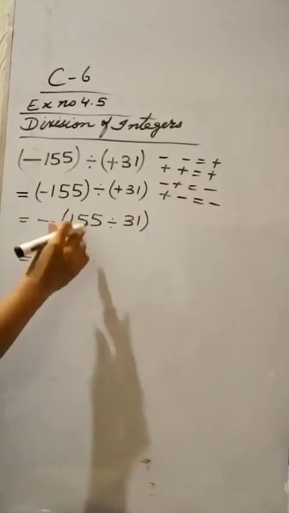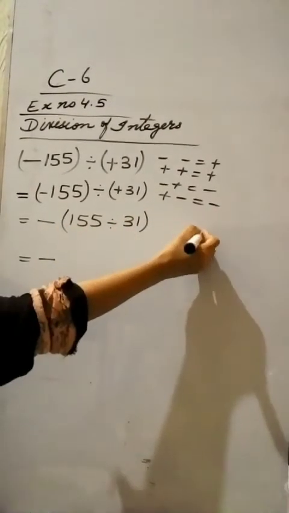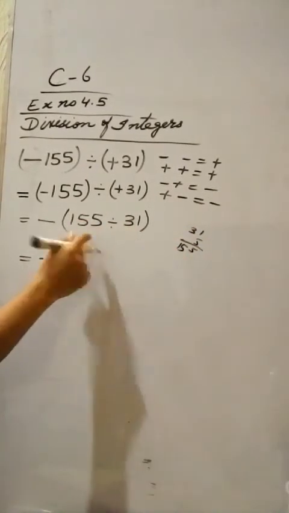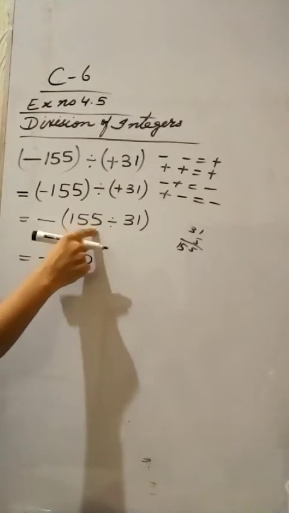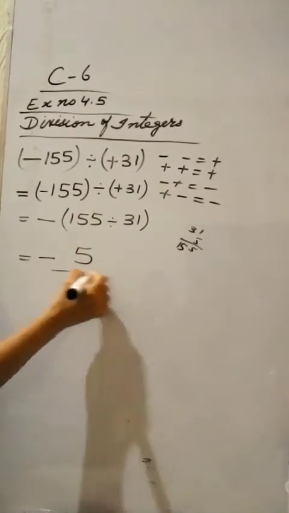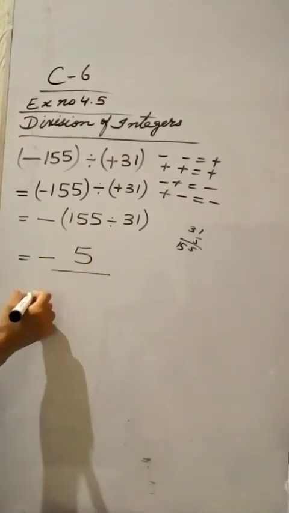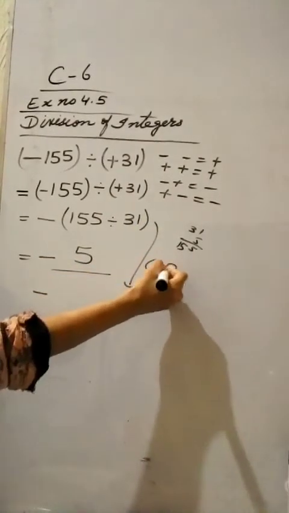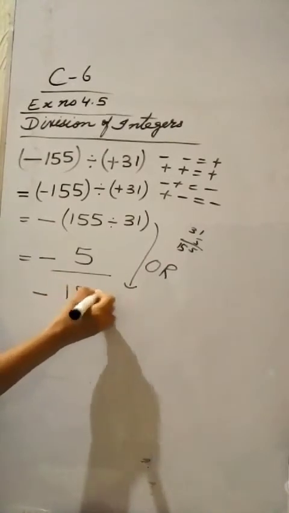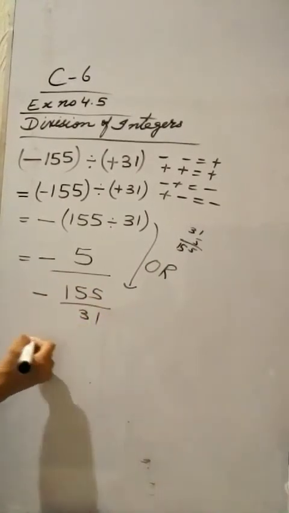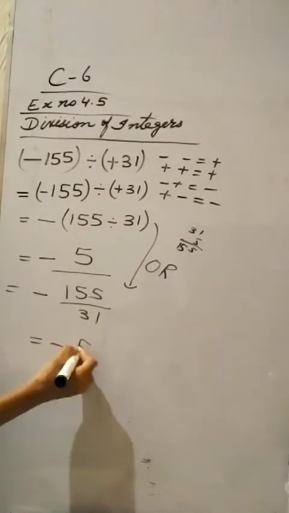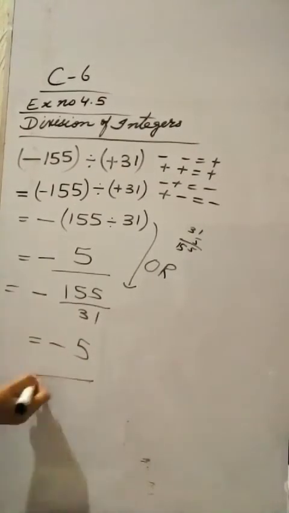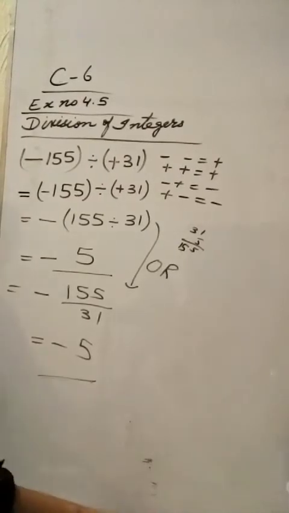So the answer will be 155 with 31, 5 1 time 5, 5 3 times 15. 155 divided by 31, answer is 5. Draw the ending line. You can solve this with the minus sign. 155 divided by 31 and answer is minus 5. You can solve like this. Draw the ending line. Now I am taking another question.